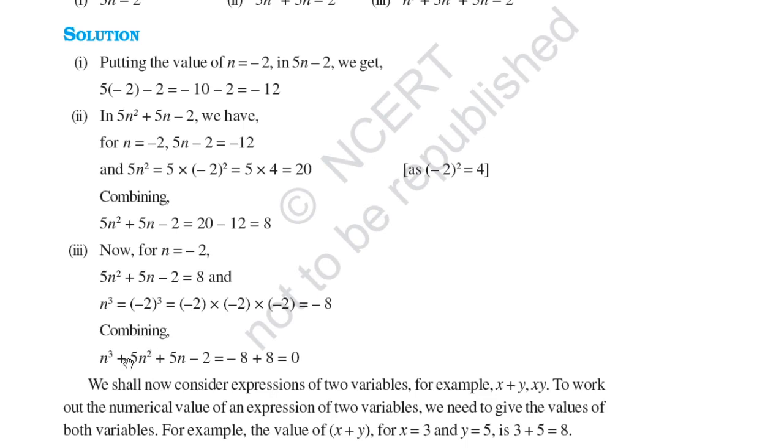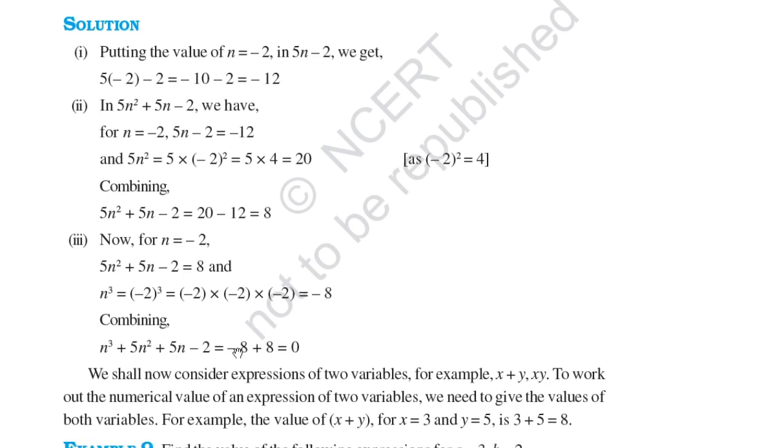So 10 into 2, 5 into 4, 2 square is 4, so it will become 20, and then here also it will become minus 2, that is minus 10 minus 2. So here is minus 8 plus 8 is equal to 0. So when we solve this, it will become 0.